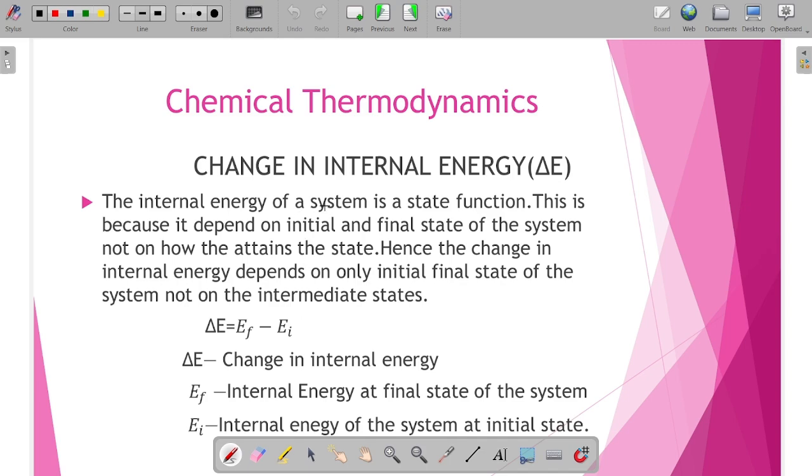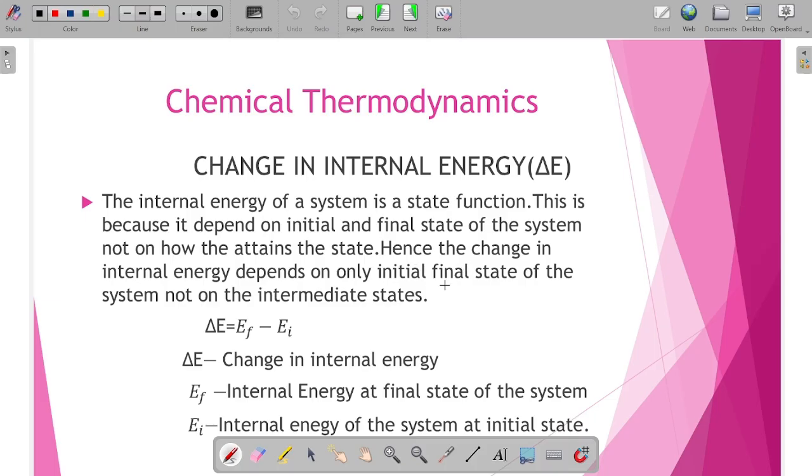Internal energy is a state function. That means this is a quantity which depends upon the final and initial state of the system. This is because it depends upon the initial and final state of the system, and not on how it attains the state. That means it doesn't depend upon the path followed during the process.